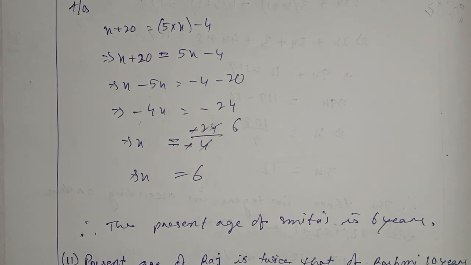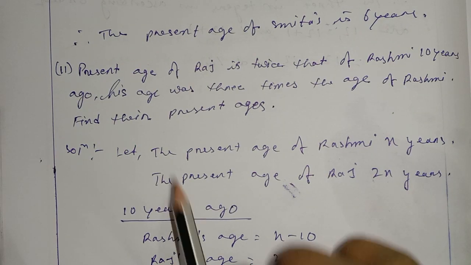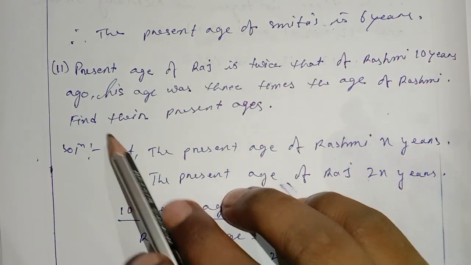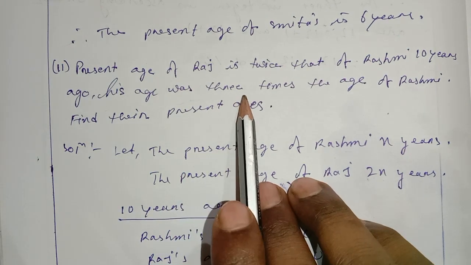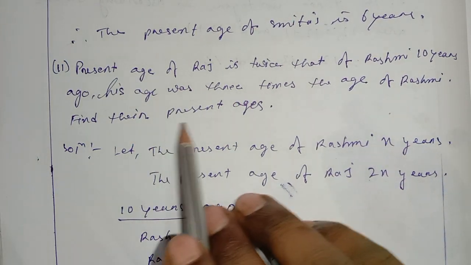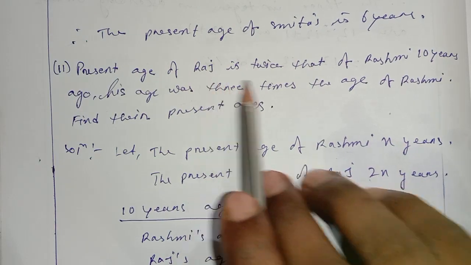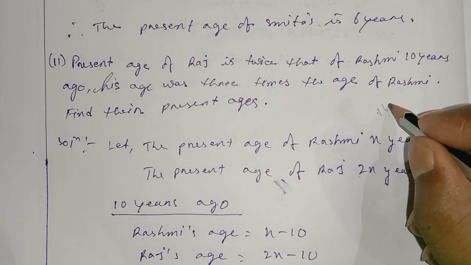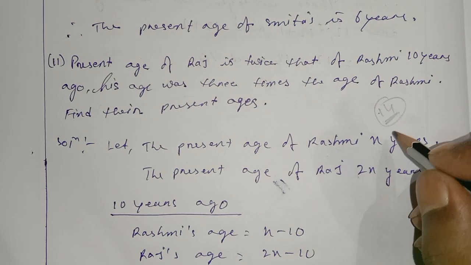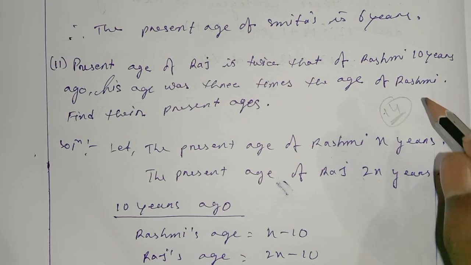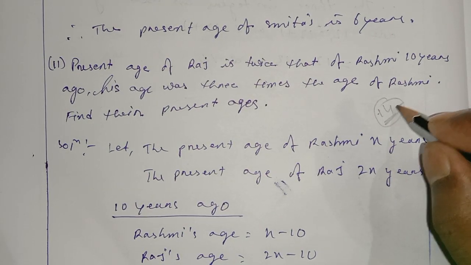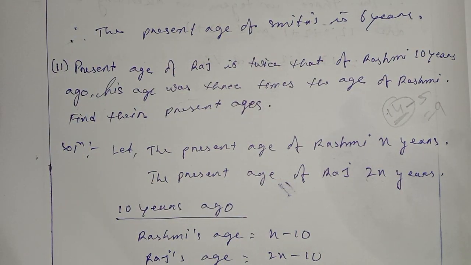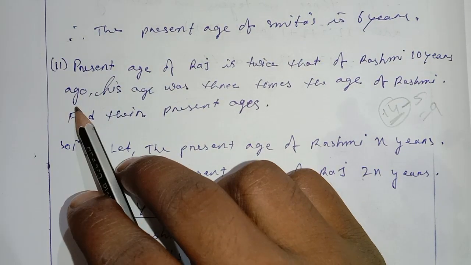Okay. Next we start question number 11. The present age of Raj is twice that of Rashmi. 10 years ago, his age was 3 times the age of Rashmi. Find their present ages. Here Raj and Rashmi are given. Suppose now your age is 14 years. Then 5 years before, that means minus 5, is 9. Ago means you have to go to the past. Here it is told 10 years in the past.